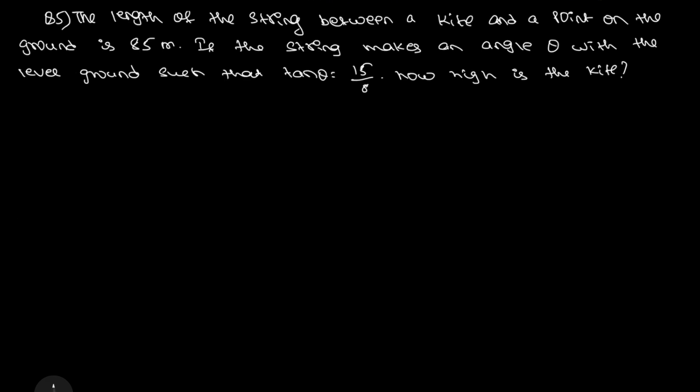Question number 5 is also about kite, where the length of string between a kite and a point on the ground is 85 meters. So let's consider a point A, which is the point of kite.